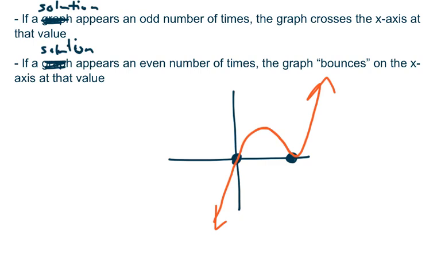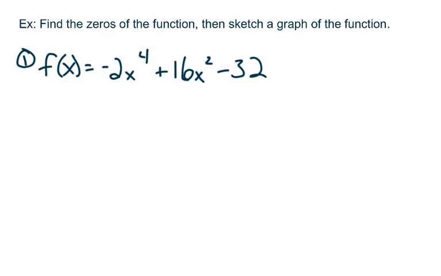Okay, so let's try another one here. Find the zeros of the function, then sketch the graph of the function. So whenever it says find the zeros, all that means is replace f of x with 0. So it's going to be 0 equals negative 2x to the fourth plus 16x squared minus 32.